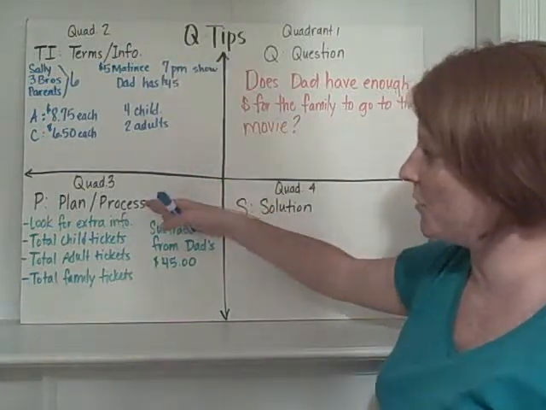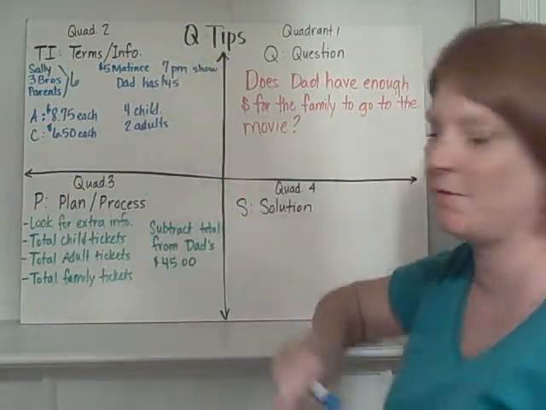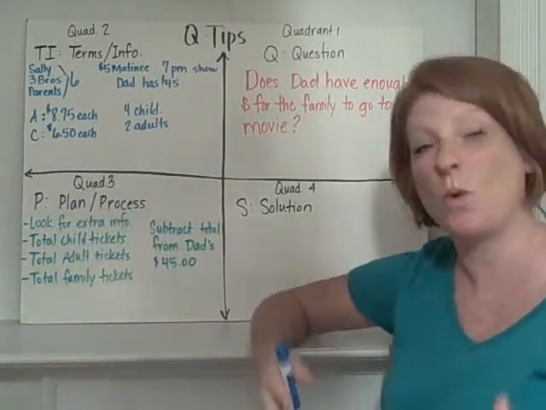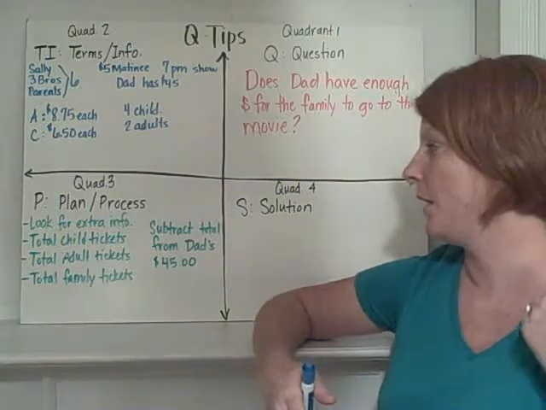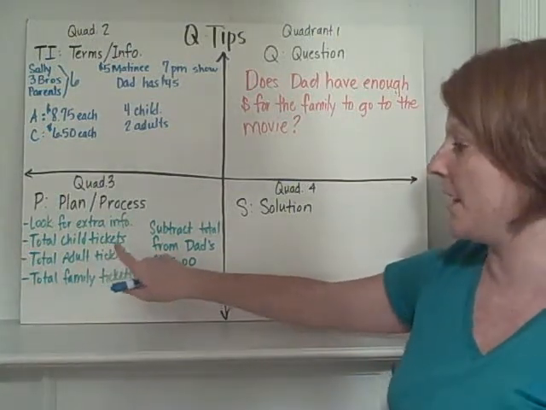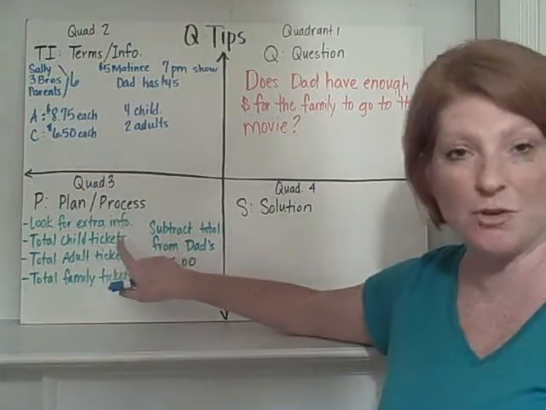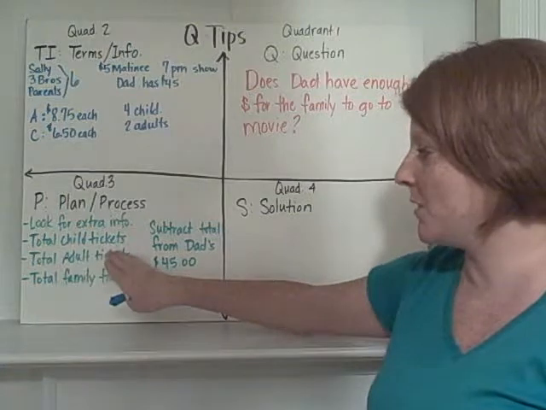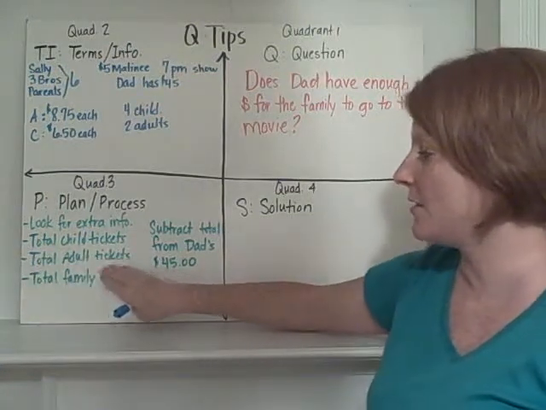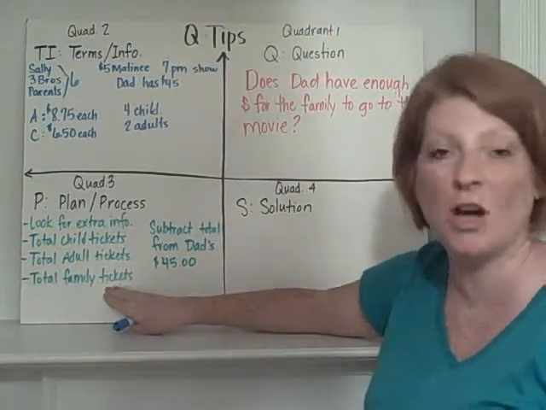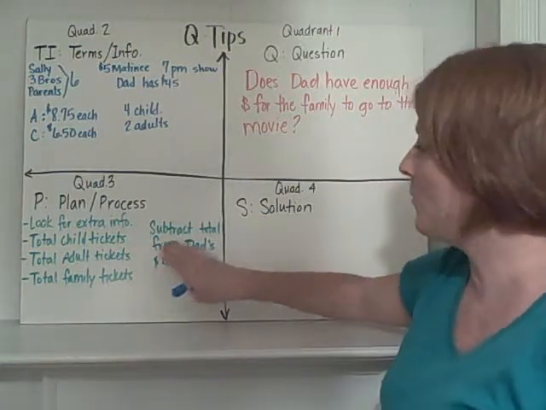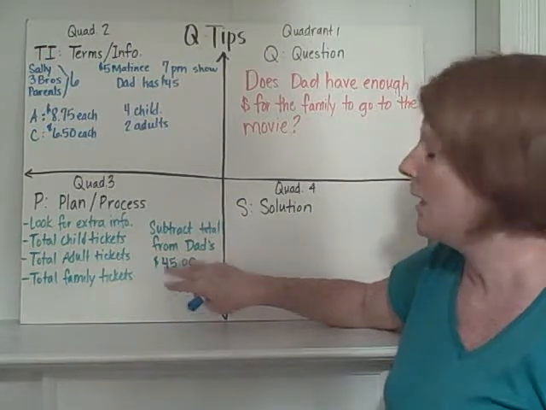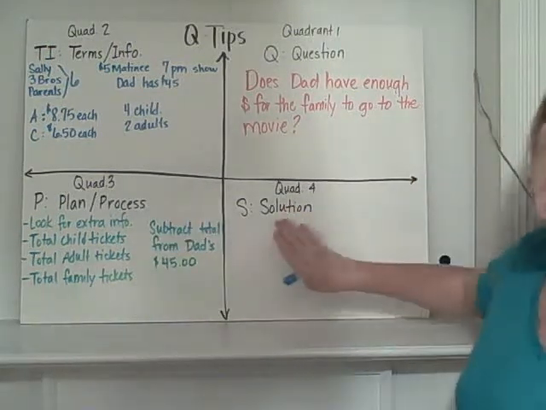Moving down into quadrant 3, we look at P, again from Q-tips. And we look here at the plan or the process. What are we going to do to solve this problem? Here are the things that I've written down. We're going to look to see if there's any extra information in the problem, what we don't need. We're going to total up our children's tickets, total up our adult tickets. We're going to find the total amount of money it's going to cost for all families to go. And then we're going to subtract that total from Dad's $45. That brings us to quadrant 4, looking at our solution.